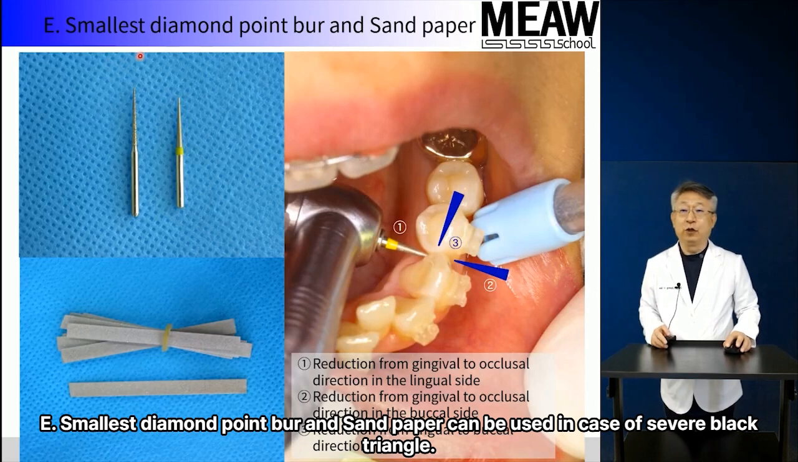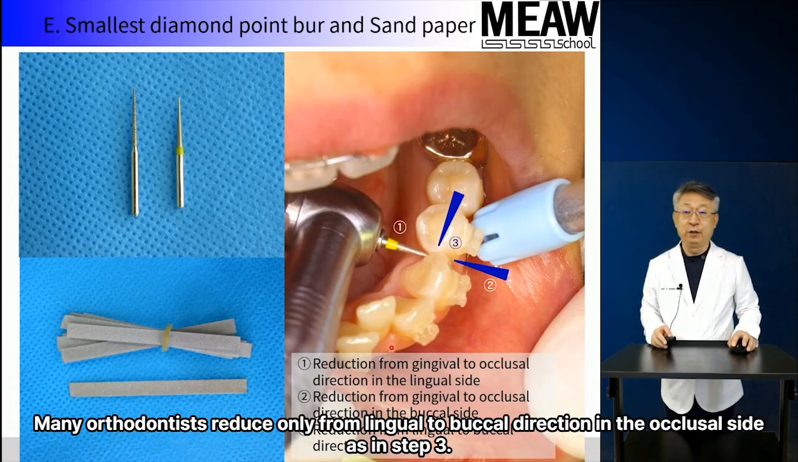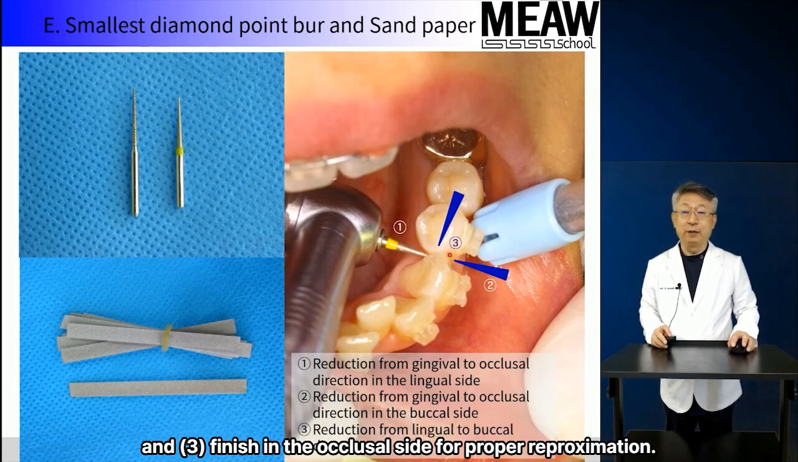E. Smallest diamond point burr and sandpaper can be used in case of severe black triangle. These steps should be followed to resolve black triangle. Many orthodontists reduce only from lingual to buccal direction in the occlusal side as in step 3. Instead, 1 first reduce from gingival to occlusal direction in the lingual side and then 2 in the buccal side. And 3 finish in the occlusal side for proper reproximation.